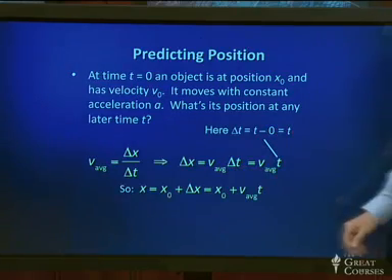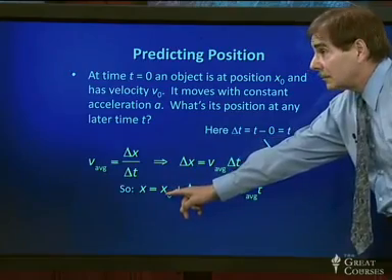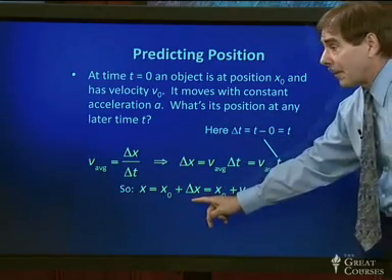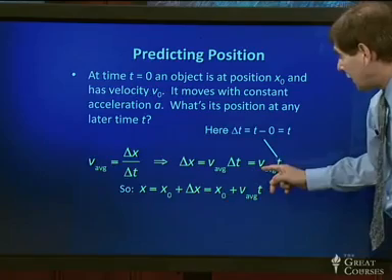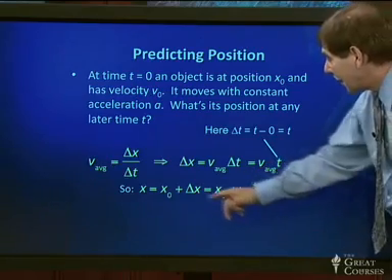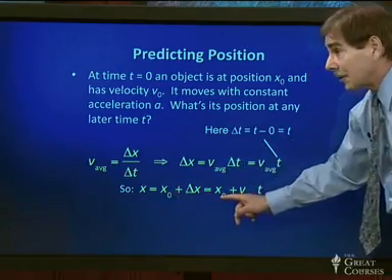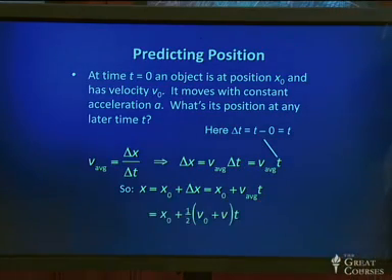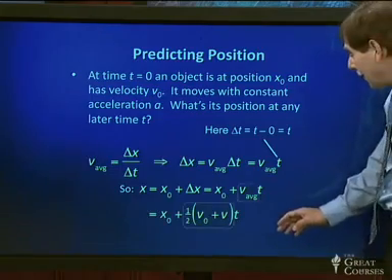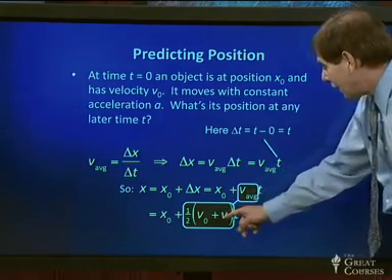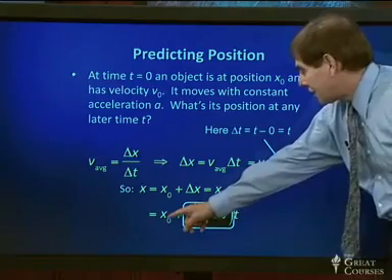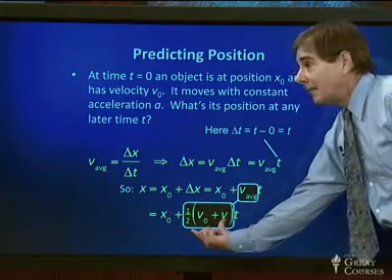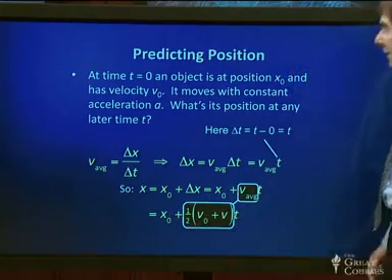So now I can write x. X is where I started out, plus whatever change occurred in my position, delta x, and I've calculated that change. It's v average times t. So my position is x sub 0, where I started, plus v average times t. Pretty straightforward so far. But I know that v average is a half v naught plus v, so I can write that x is my initial position plus my v average, this term, times t. Let's go from there now to try to predict exactly where this object will be at some future time.